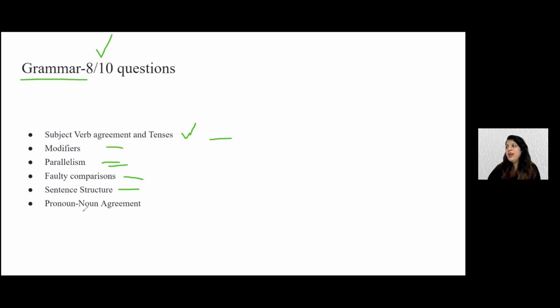Another, of late we have seen in the December SAT, there were 4 questions on pronoun-noun agreement. Now, this is a topic where students struggle. Why? Because they're not able to identify what is a pronoun-noun agreement. To tell you in simple terms, when I say a noun, that means the subject of the sentence. And then if I am replacing the noun with a pronoun, that means he, she, it, they, there has to be some agreement. And that agreement would be in number also.